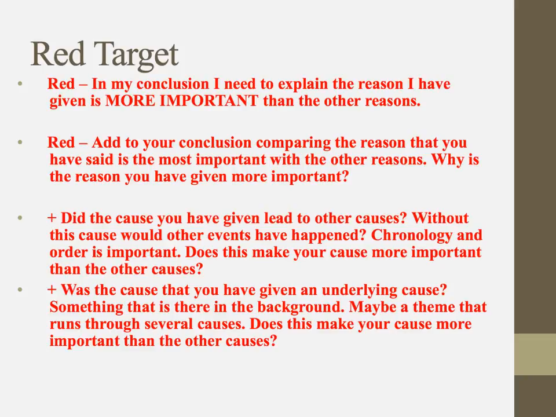Okay, so the red target, you've written a conclusion, but you haven't said why the reason you've given is more important than the other reasons, okay? Now, what you need to do is add to your conclusion, comparing the reason you've said is most important with the other reasons. Why is the reason you've given more important? Did the cause you have given lead to other causes? Without this cause, would other events not have happened? Chronology and order is important. Does this make your cause more important than the other causes?